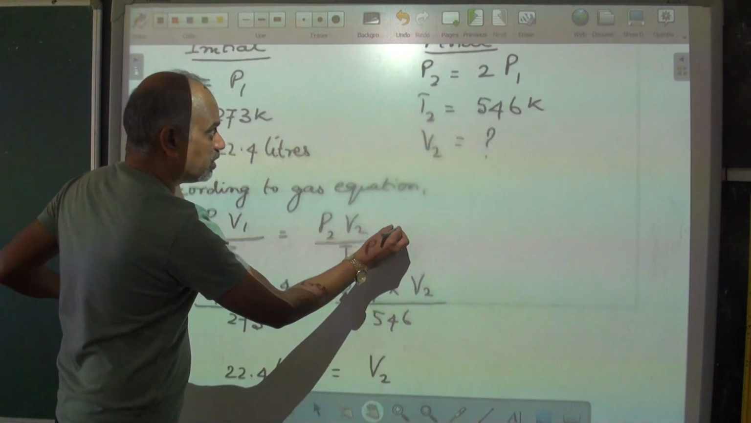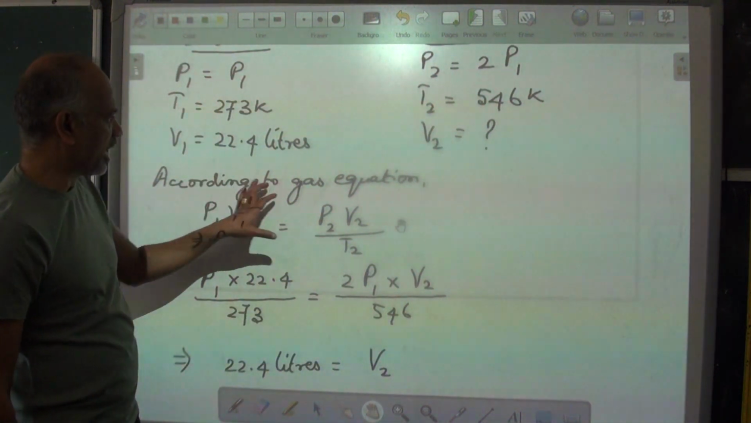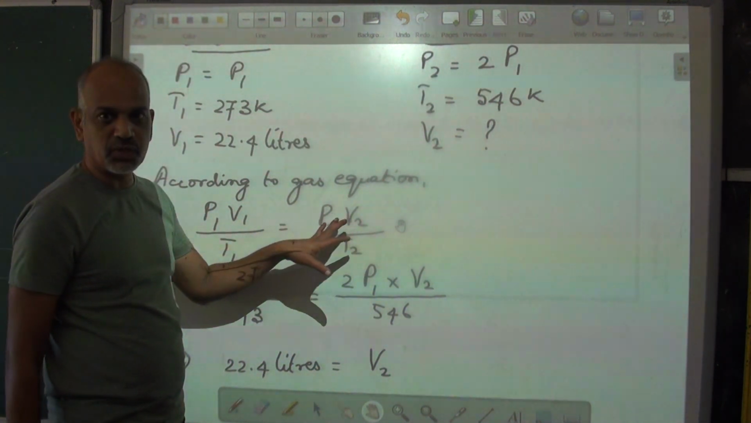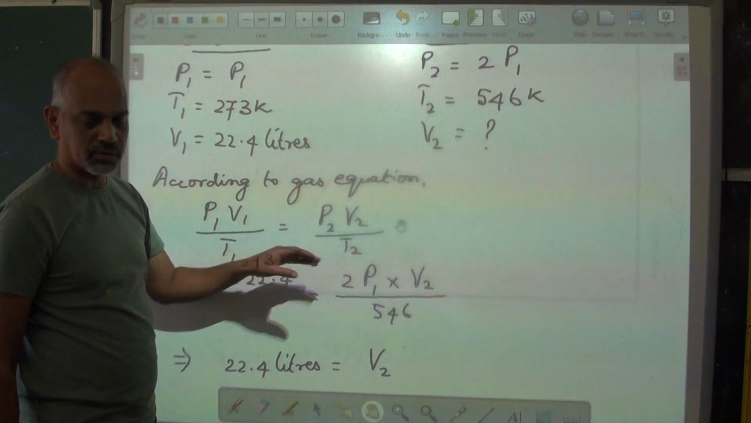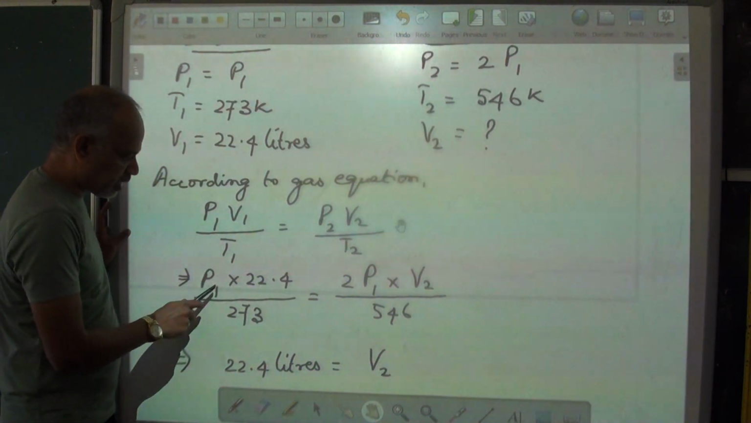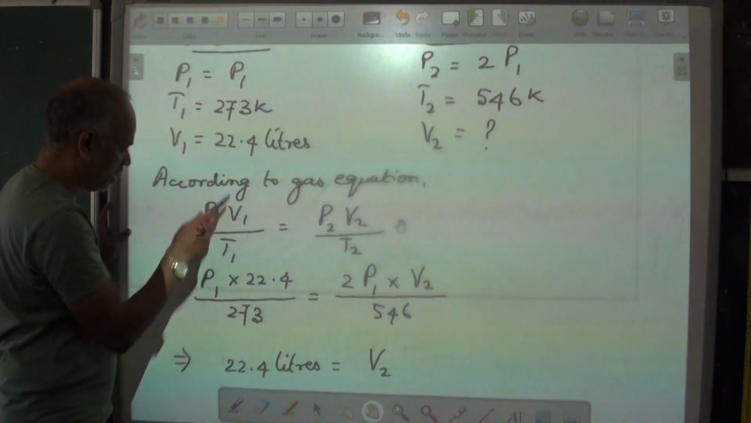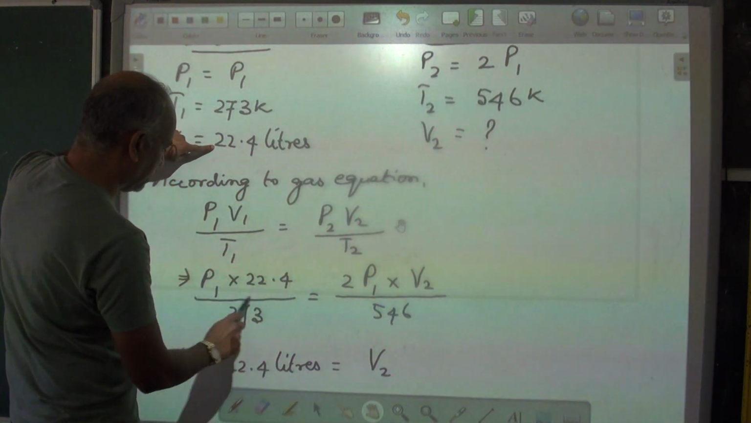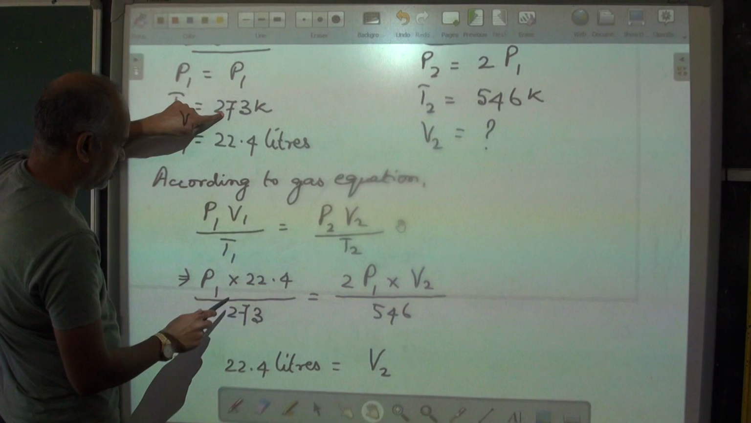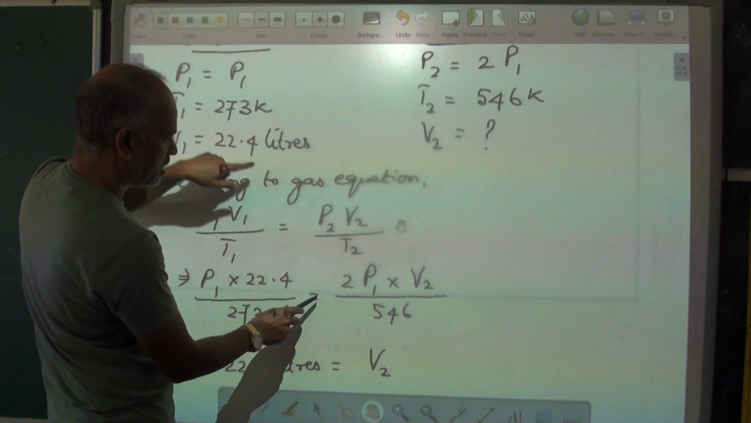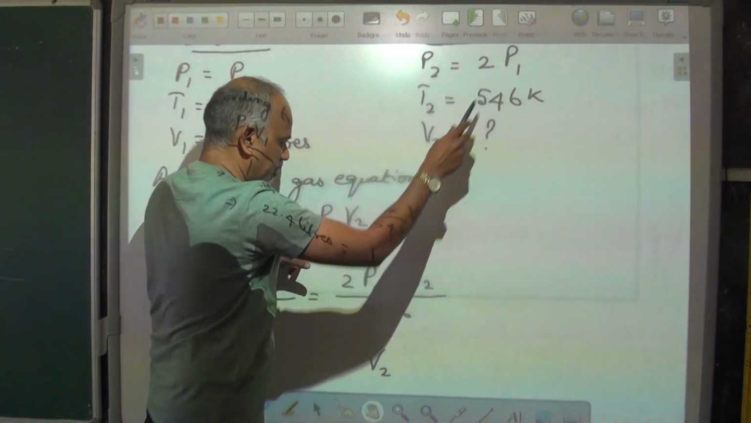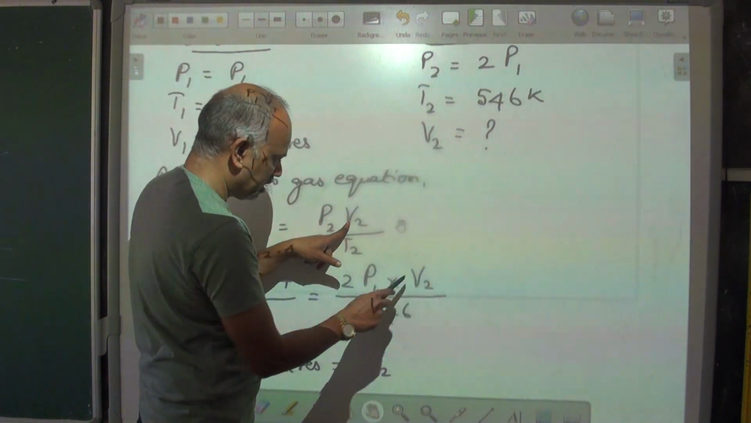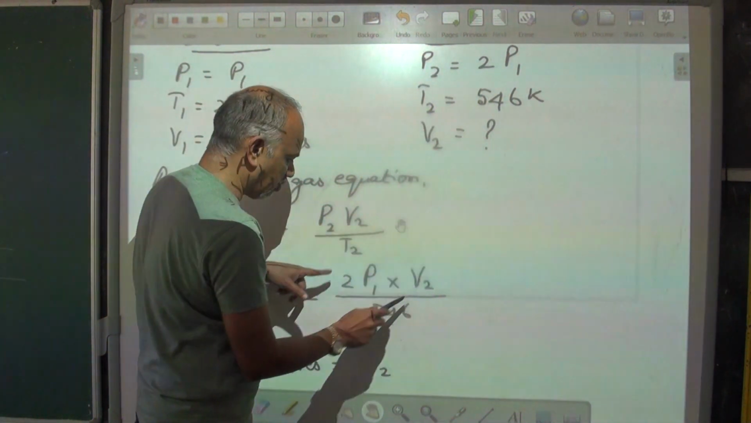So, we use the gas equation. According to the gas equation, P1 V1 by T1 is equal to P2 V2 by T2. P1 into V1 is 22.4 liters divided by T1 which is 273, equals P2's value which is 2P1 into V2, whose value you don't know, so V2, divided by T2's value which is 546.